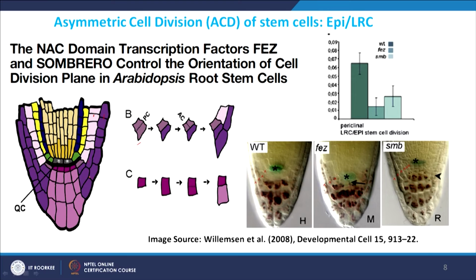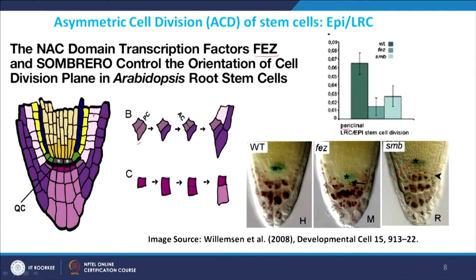And there are two transcription factors, both are NAC domain containing transcription factors. One is called FEZ, another is called SMB, which is SOMBRERO. And what happens is that in the mutant background, what you can see here, the frequency of periclinal cell division is significantly decreased. So, this is the wild type level, this is the FEZ mutant, and this is the SMB mutant. Which means that both are very important for periclinal cell division.